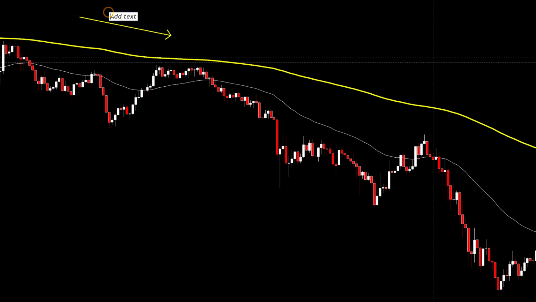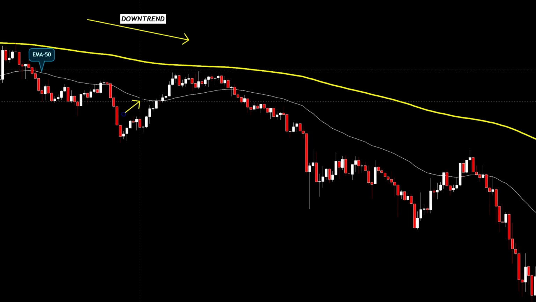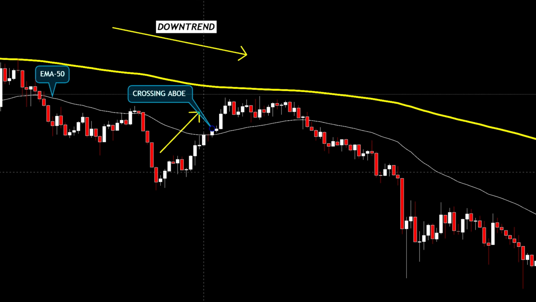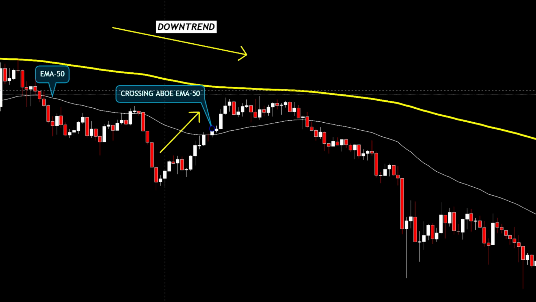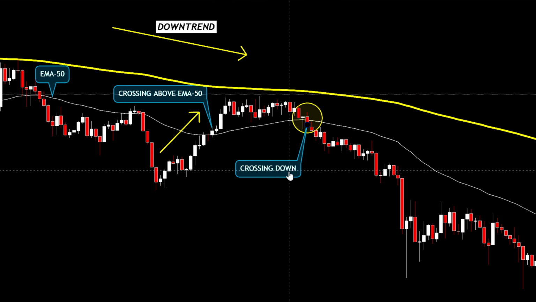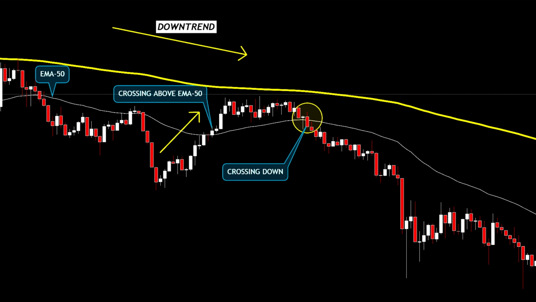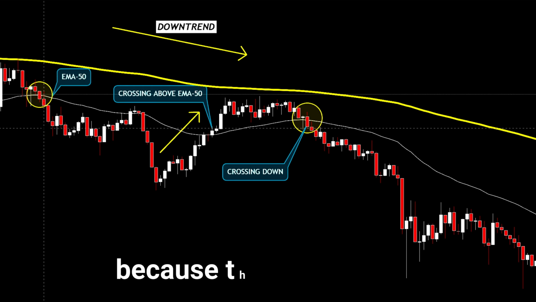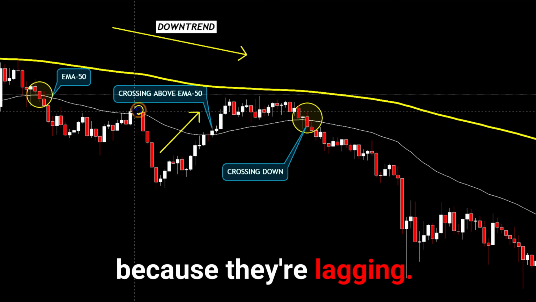Or look here, price pushes above the 50 in a downtrend. It looks strong, so you buy and it immediately collapses. This is the noise. This is the trap. Moving averages alone can't save you here because they're lagging. They tell you what is happening, but not how strongly it's happening.